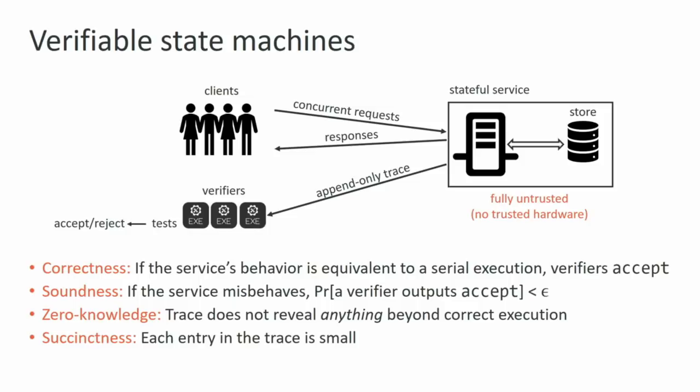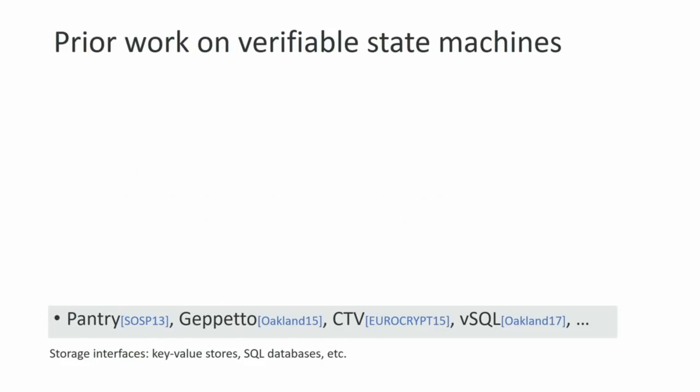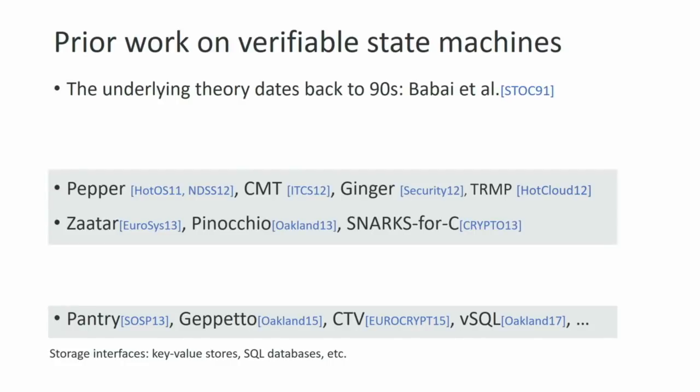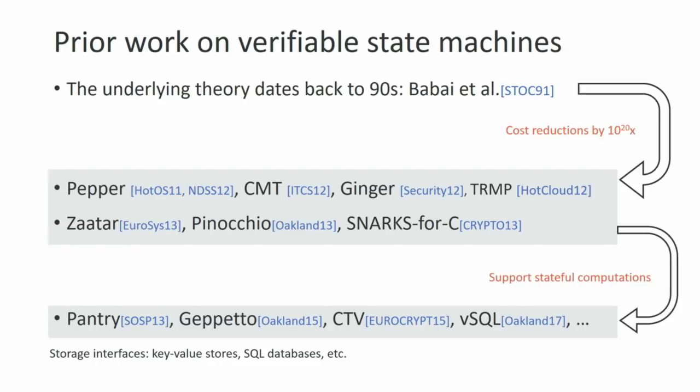It turns out there's a lot of prior work that implicitly implements this verifiable state machine abstraction. They do not use the state machine formalism, but it's not fundamental. The theory actually dates back to the early 90s, but this theory was too expensive to be implemented. However, there's a lot of work that reduces the cost of this theory by over 20 orders of magnitude. And these latter systems add support for stateful computations in those earlier systems. For example, they support storage interfaces such as key value stores and even a limited form of SQL databases.